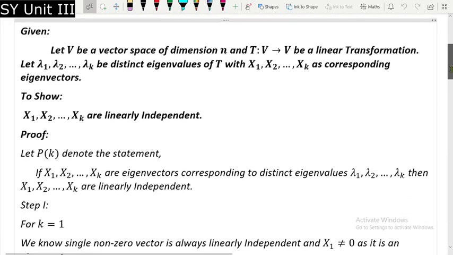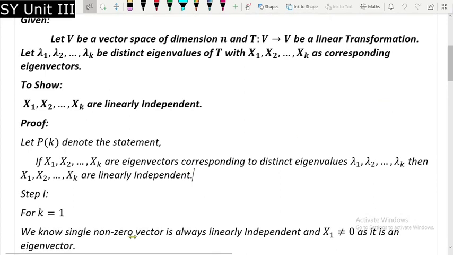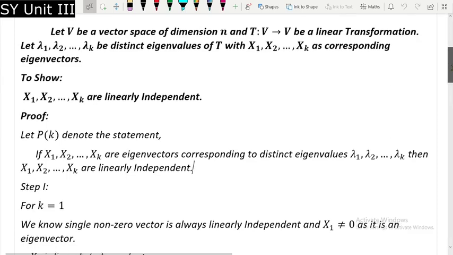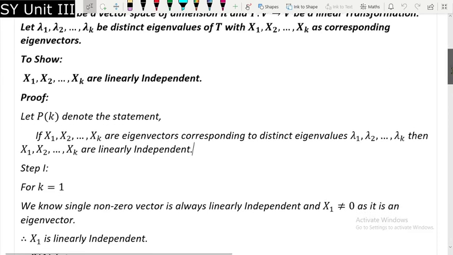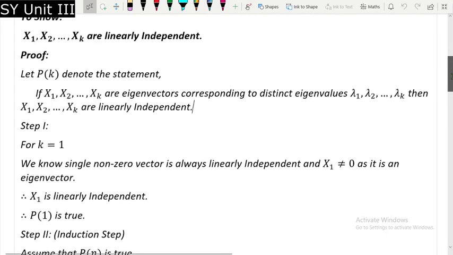Okay, that is what I have said. For k is equal to 1, we know that a single non-zero vector is always linearly independent and x1 is going to be non-zero as it is an eigenvector, therefore this x1 will be linearly independent and therefore P of 1 is true. Now the induction step.